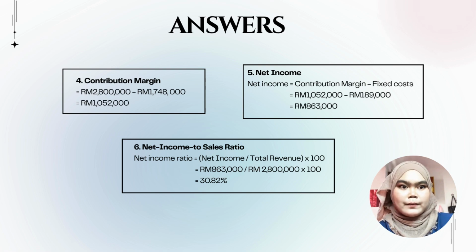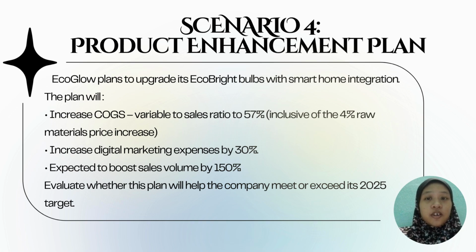So, in conclusion, in scenario 3, the company expects to double its sales volume to 100,000 units, that the company achieves a net income of 863,000 ringgit, and reaches a net income to sales ratio of 13.82%, which is lower than the target of 28%. That's all from me. Next, scenario 4 is about the product enhancement plan.